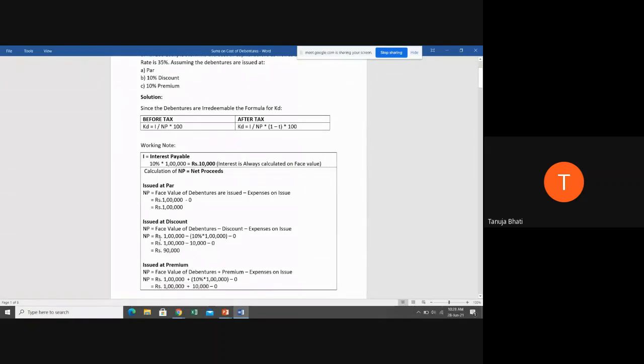Now, how is the calculation for those students who have not understood? See, the face value of debentures is 1 lakh minus discount. Remember students, discount, premium, interest is always calculated on the face value.